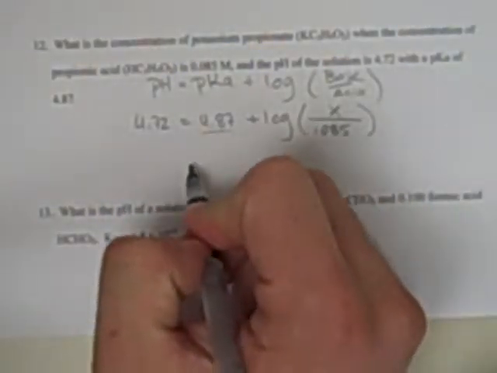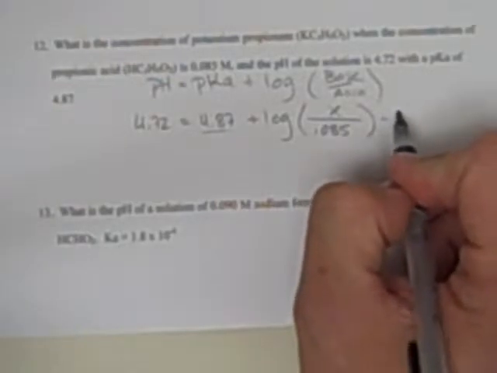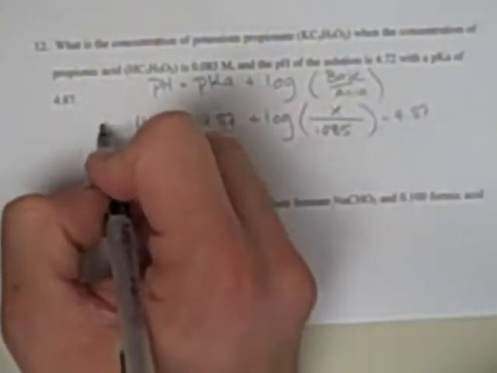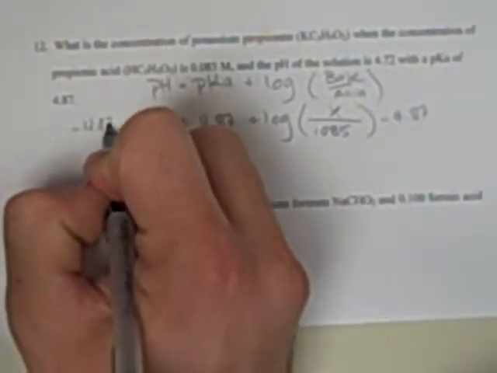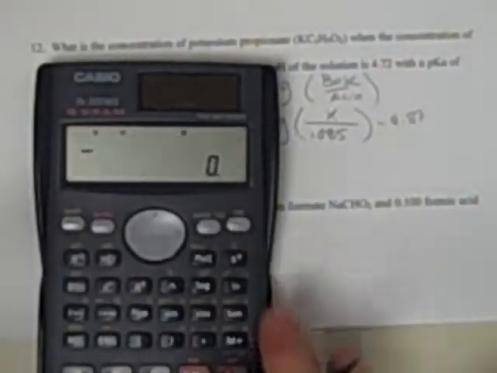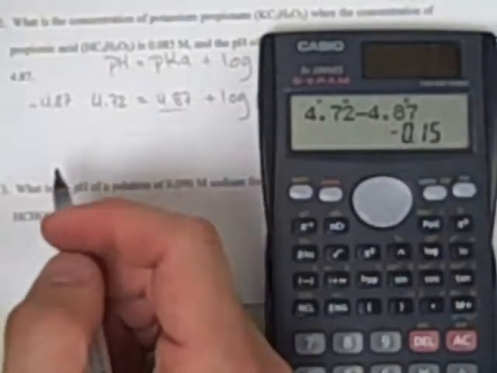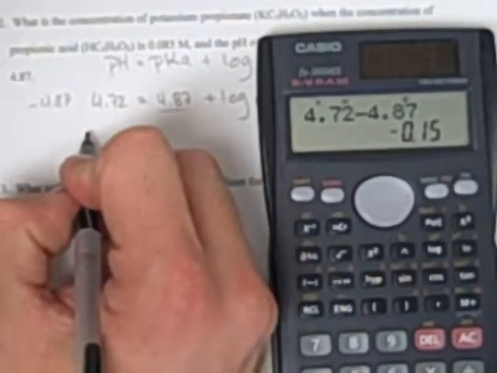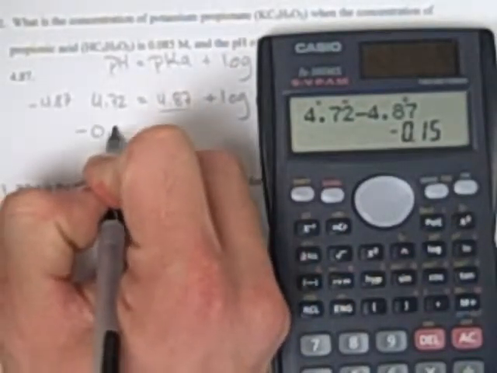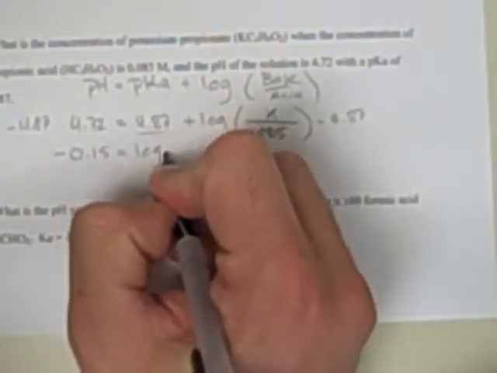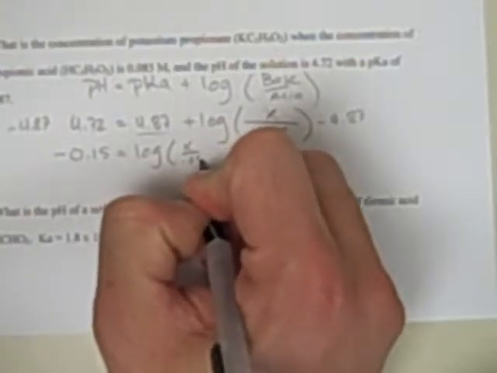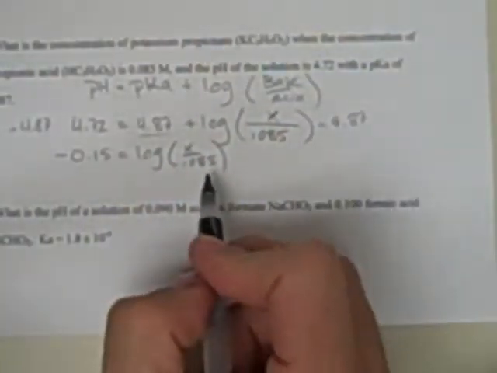First thing I'm going to do is get rid of that 4.87. So I subtract 4.87 from one side and from the other side, and because I don't trust myself to do it in my head, 4.72 minus 4.87, and again, don't ever skip steps, you'll only get yourself messed up. So I end up with negative 0.15 on one side, and now I've got log of x over 0.085. And this can get kind of messy.